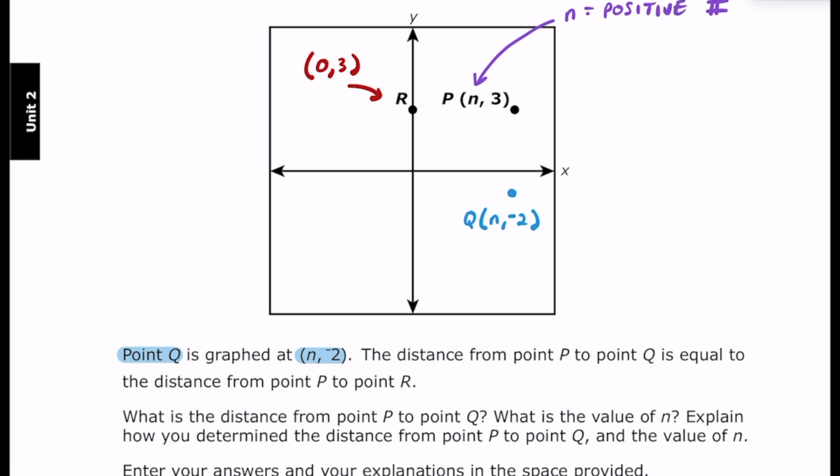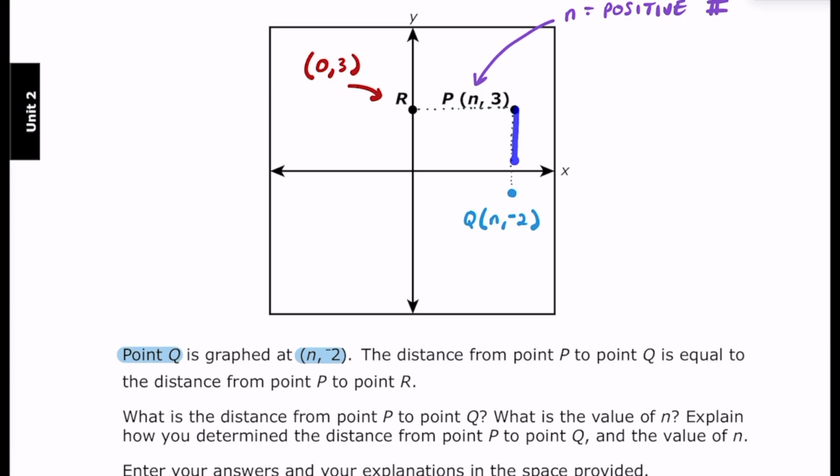All right, so what's the question that they're really asking us here? They're saying the distance from point P to Q is the same distance that it is going to be from P to R. So let's go ahead and mark this up here. This distance from P to Q is going to be the same as this distance from P to R here. So these distances are going to be the same.